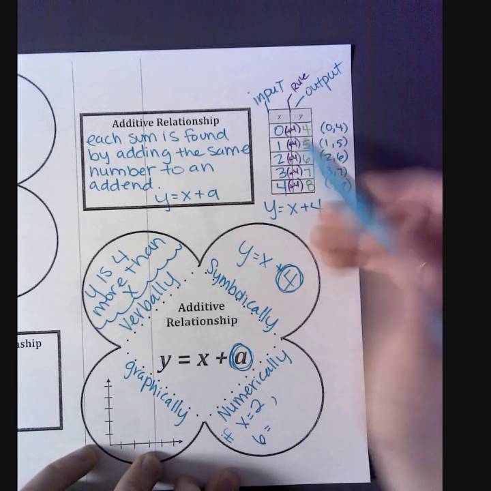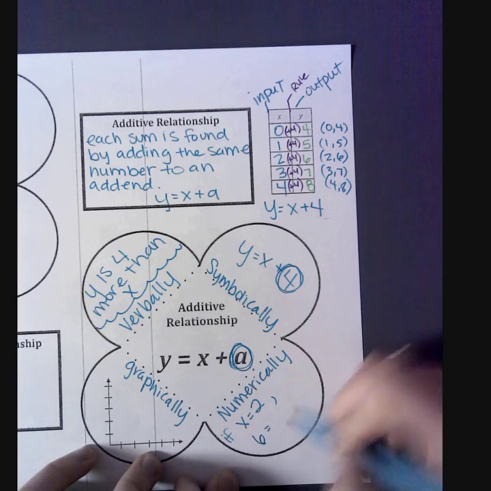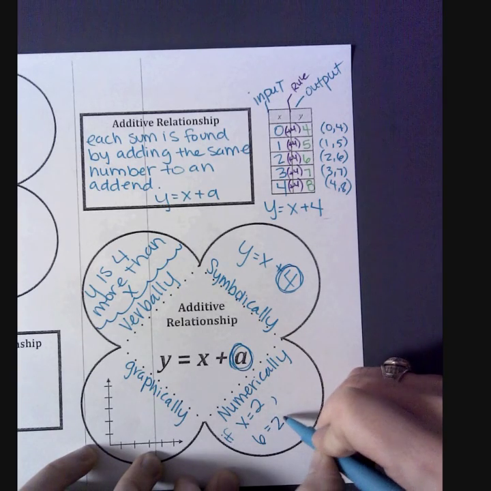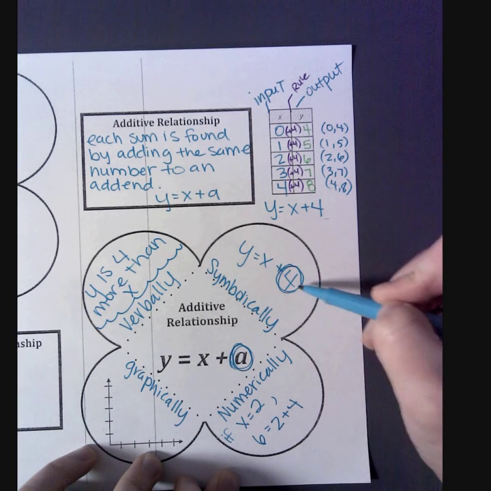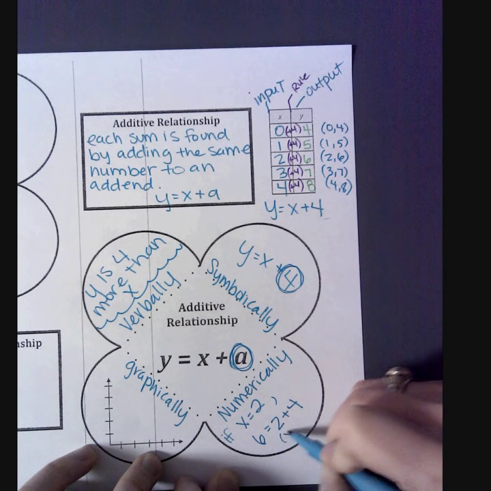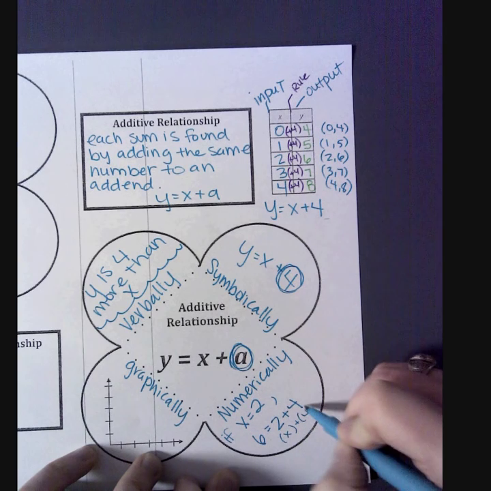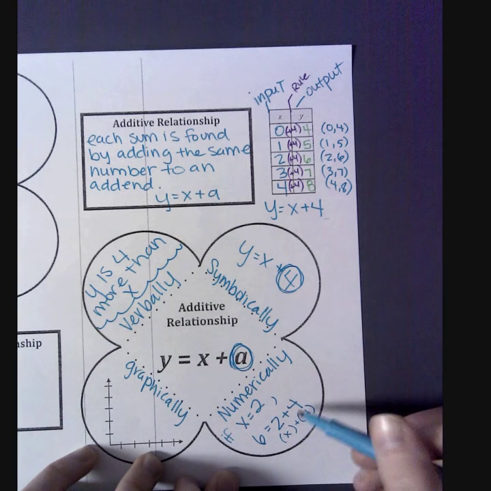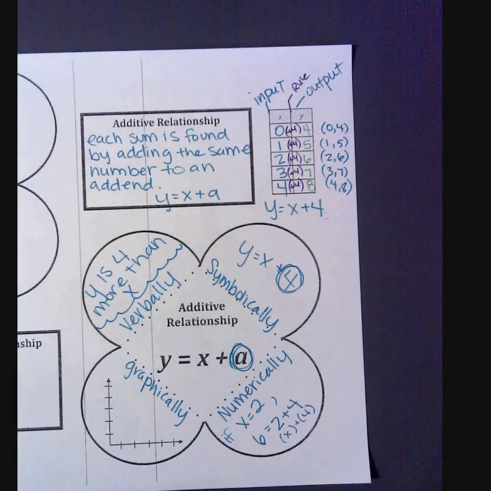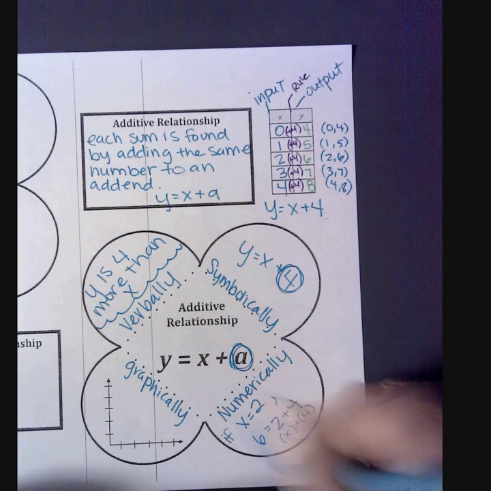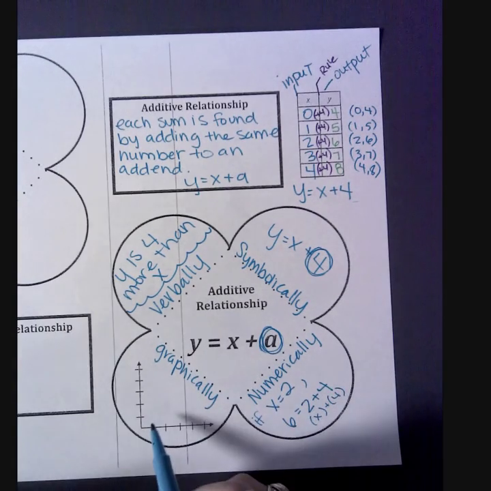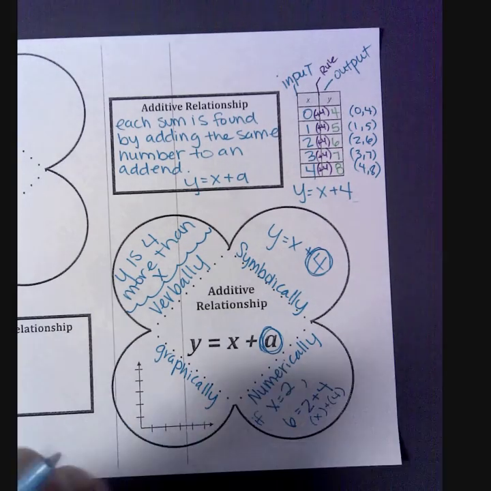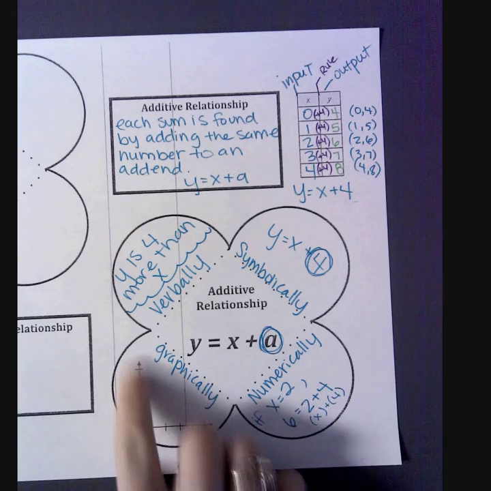Because 2 plus 4 is 6. X plus 4, where we got it here. X plus 4. Okay, so that's where we're pulling that information. So that's describing that numerically, or with our numbers. Okay, last thing is graphically. And this is where we're going to plot it on a graph.